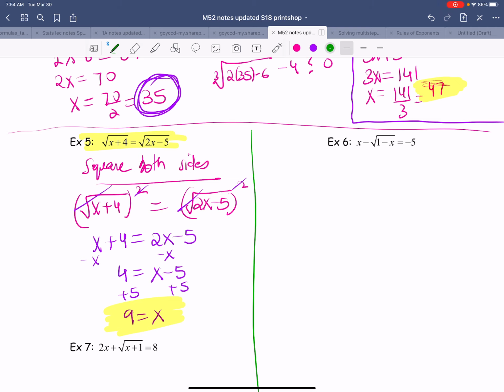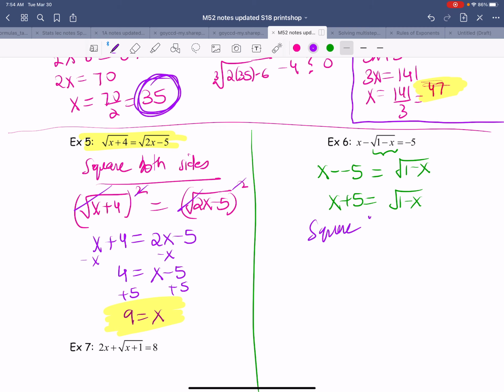So here we are. My goal is to isolate the radical first, and I'm going to go ahead and move the radical to the right hand side so that it becomes positive, and bring that negative 5 to the left hand side. So x minus negative 5 equals square root of 1 minus x, and this is going to be x plus 5 equals square root of 1 minus x. Okay, here we have the radical isolated.